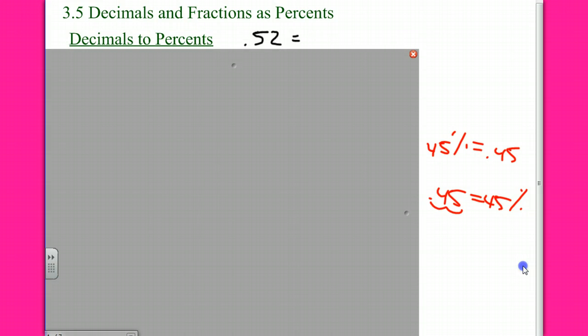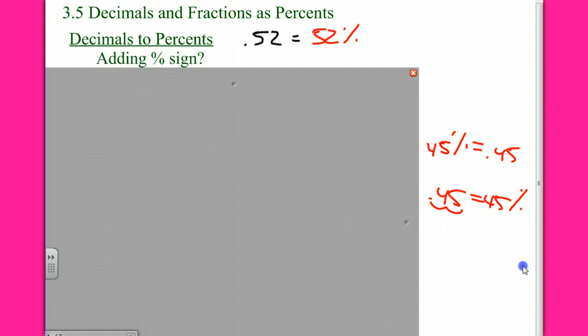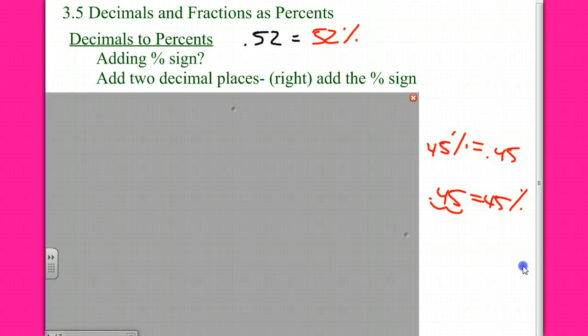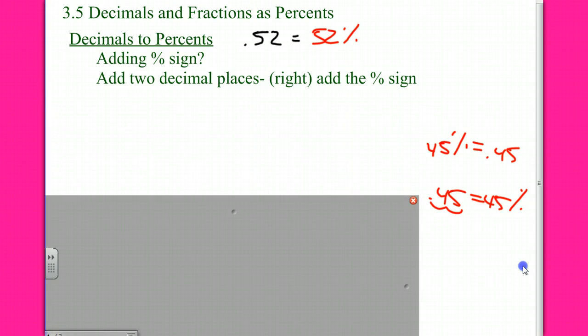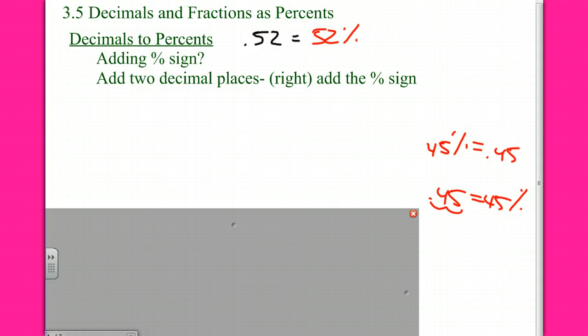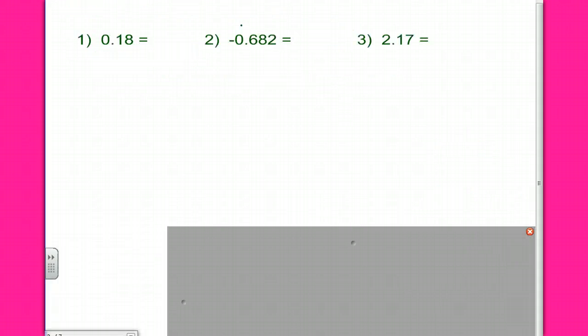0.52, let's say that now as a percent. 3, 2, 1. 52%. Good job. You added 2 place values and the percent sign. That's all you need to do to change a decimal to a percent. Add 2 decimal places, and the percent sign. Sometimes.